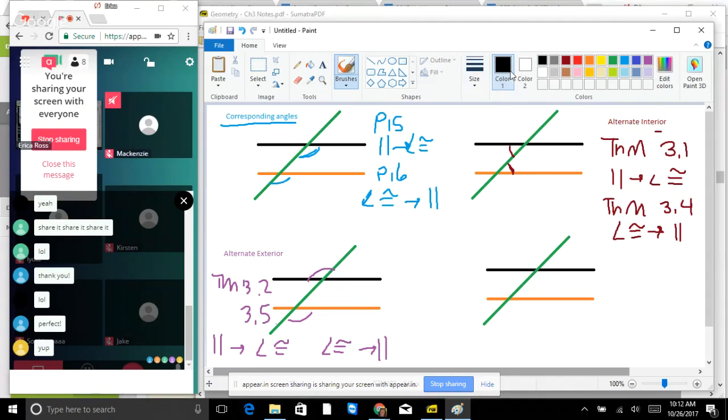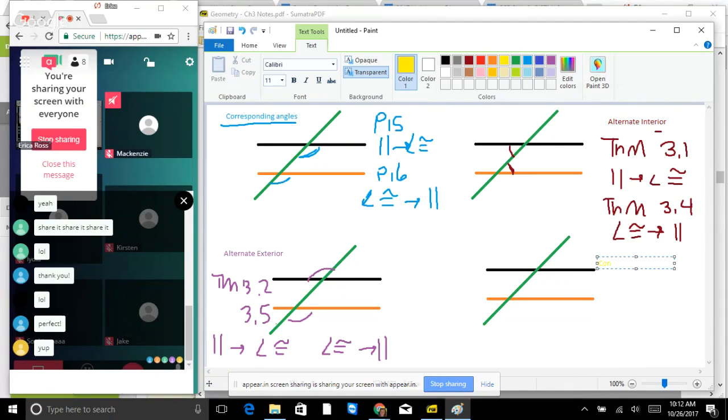Awesome. Okay, last one. This one's actually different. Corresponding angles is different because they're covered by postulates, not theorems. Alternate interior and alternate exterior are basically the same. There's a theorem that covers each one. And then we have our last case, which is consecutive interior. That's hard to see.